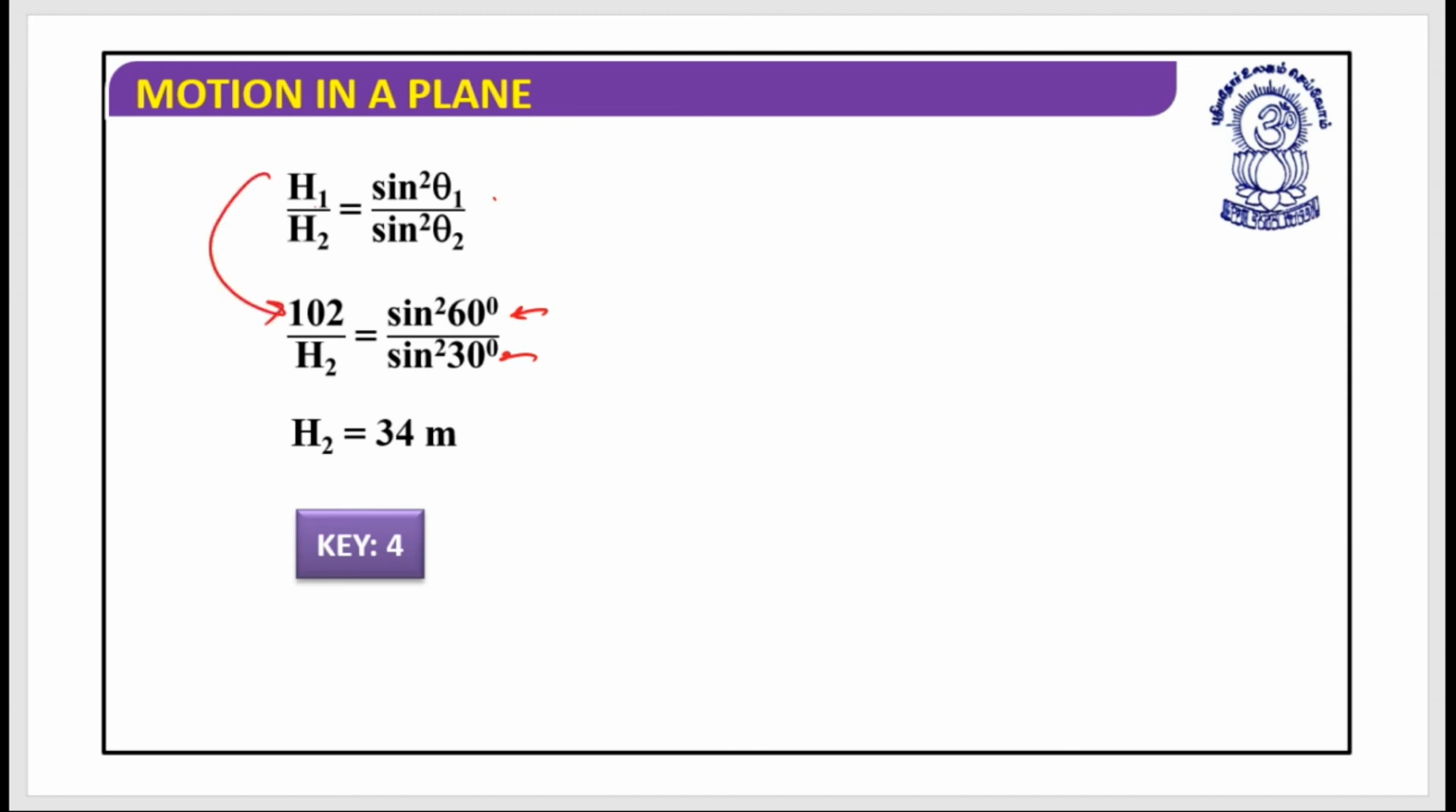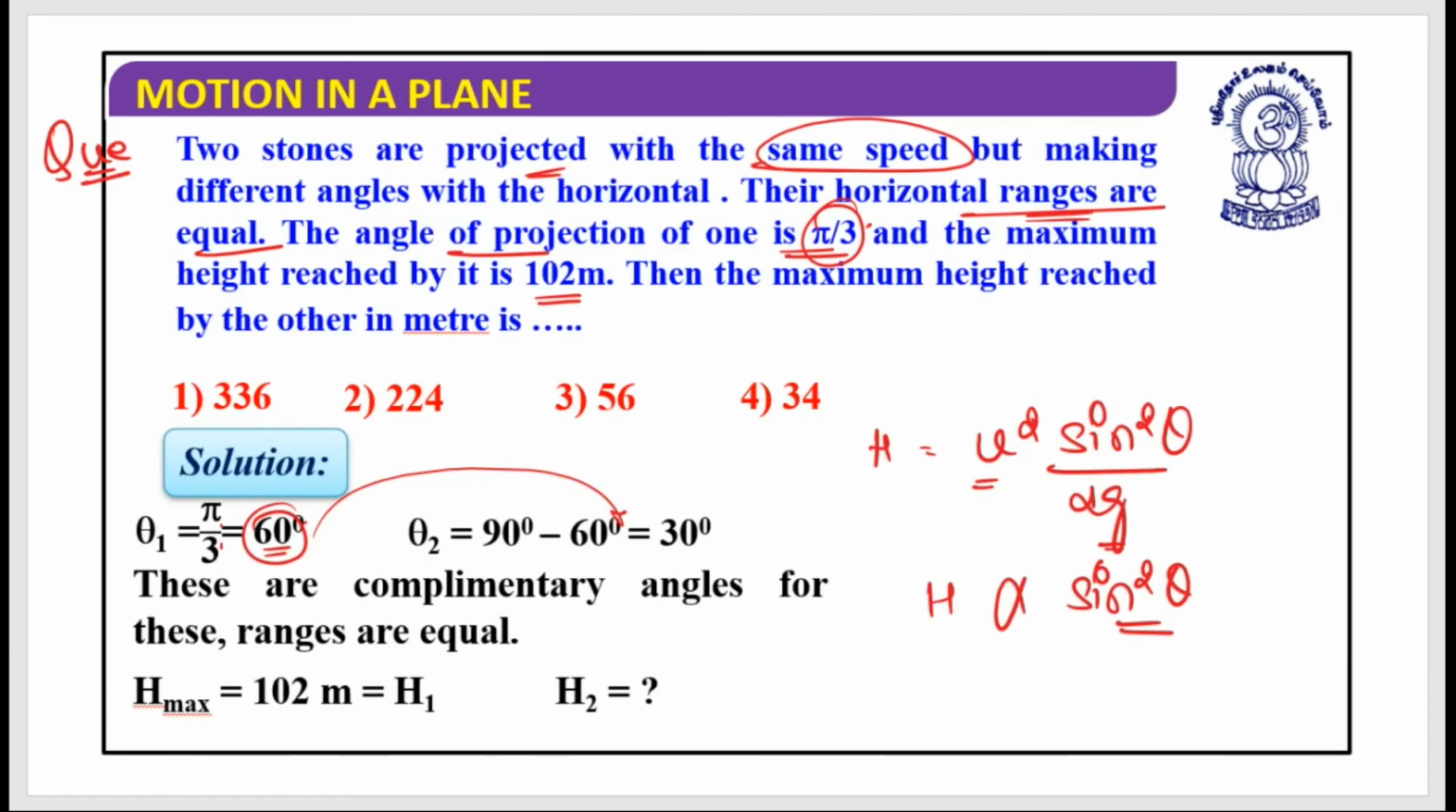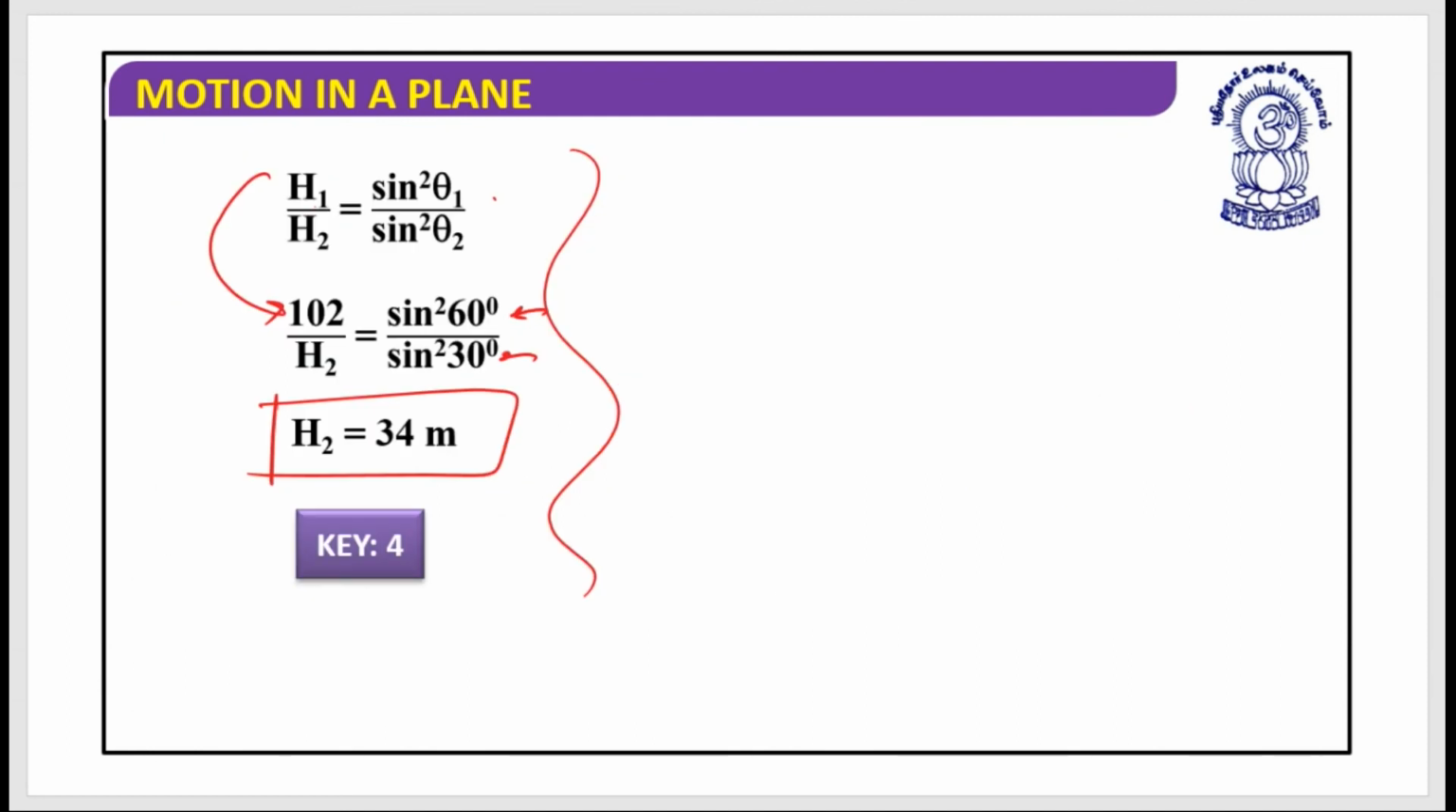I have been provided with the value of h1, which was 102, and if I solve this, I can get h2, which should be equal to 34 meters. Is it clear? Are you sure? Yes. You can even take help of this. Look at this: h1 is given, and h2 is being asked. So if they have asked the range, you can use R equals 4 under root of h1 h2.